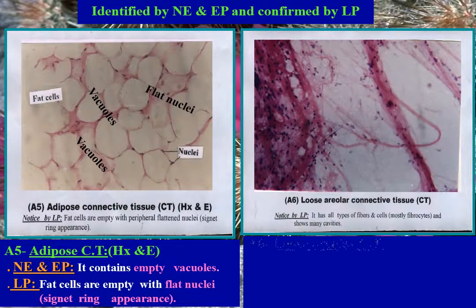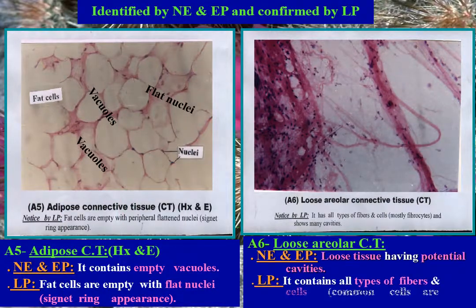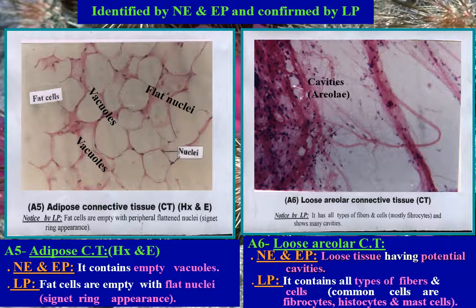Loose areolar connective tissue by naked eye and eyepiece has potential cavities. By low power, it contains all types of fibers: collagen, elastic, and reticular fibers. And the most common cells are fibrocytes, histiocytes, and mast cells.